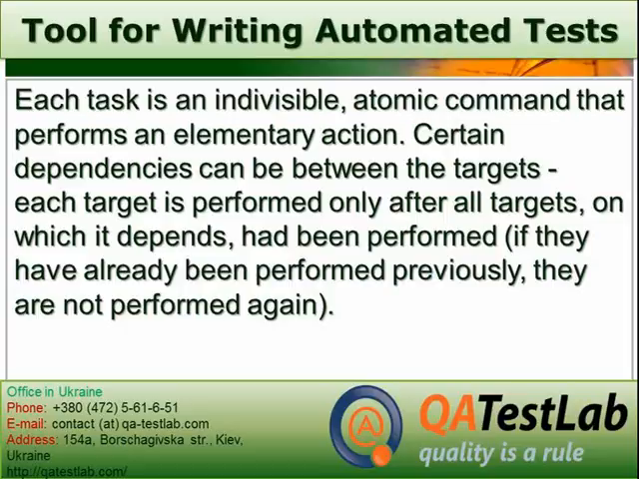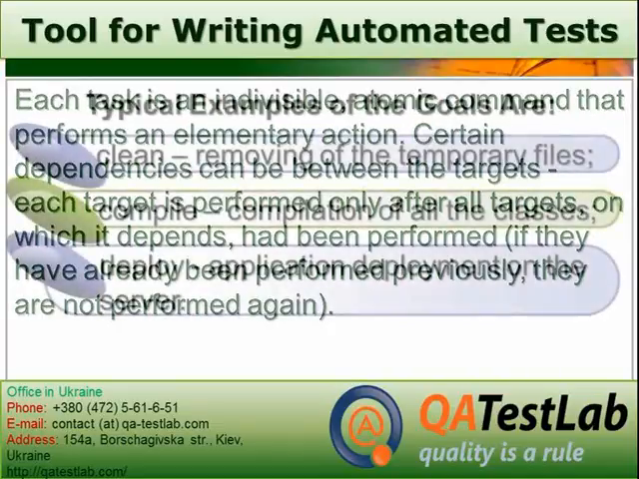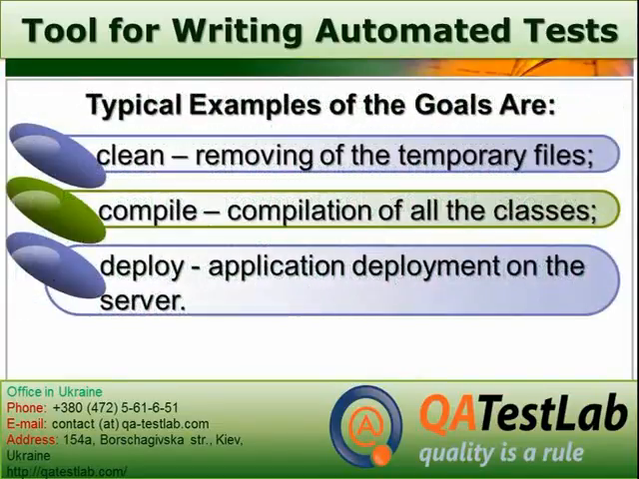Certain dependencies can exist between the targets. Each target is performed only after all targets on which it depends have been performed. If they have already been performed previously, they are not performed again. Typical examples of the goals are: clean, removing of the temporary files; compile, compilation of all the classes; deploy, application deployment on the server.